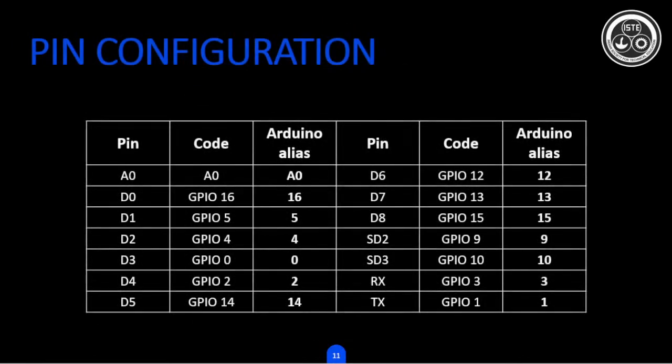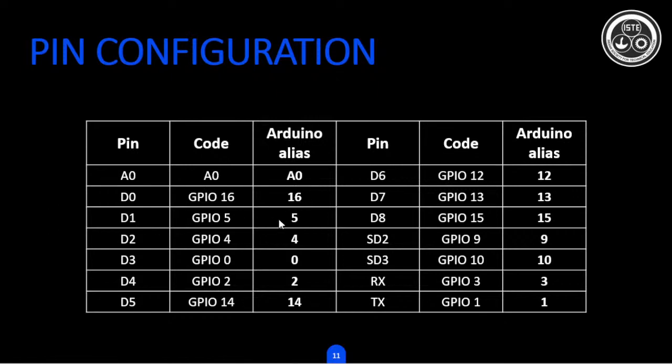And in the previous slide you saw there are D0, D1, D2, D3 ports, right? But Arduino cannot understand those things. Arduino can understand only GPIO pins. What is this GPIO? GPIO is nothing but the general purpose input output pins. So here you can see A0 pin is mapped to A0 in Arduino. D0 pin is mapped to GPIO 16. You need to give the pin number in Arduino as 16.